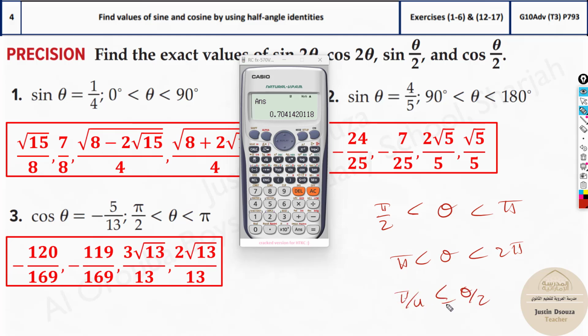Then theta by 2 is less than, sorry, and it is pi by 2. Pi by 4 is 45 degrees, and over here we have 90 degrees. For both the sides, both sine and cos will be positive because it's in the first quadrant. That is how we do it.